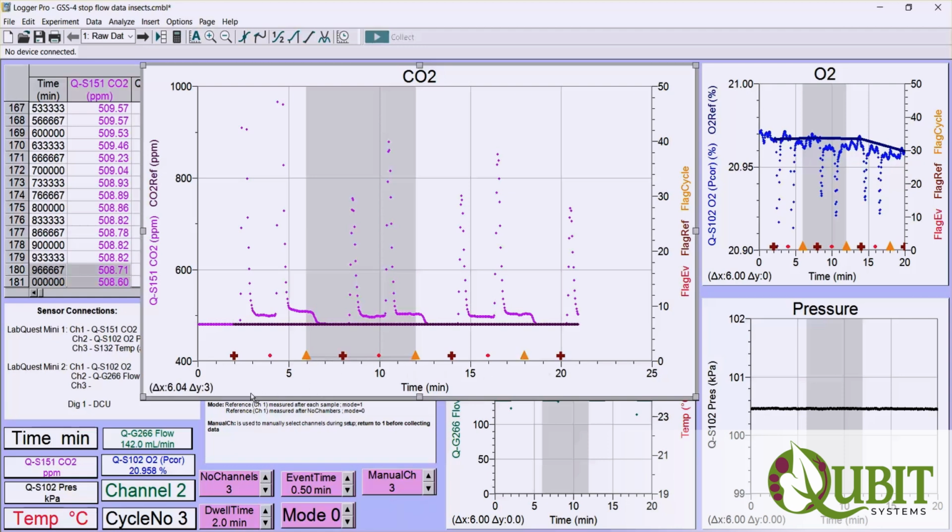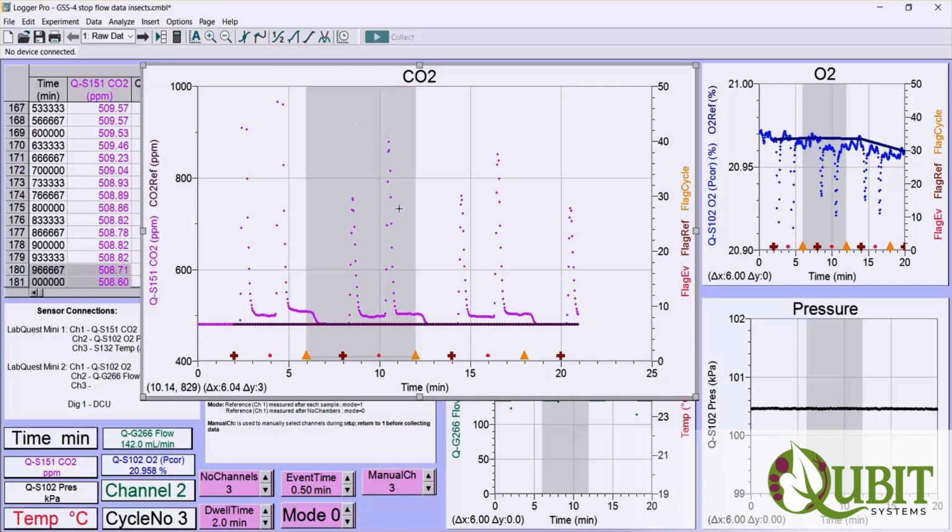As I mentioned before, it's important to collect this sort of trial data at the beginning before you start doing your experiments, to figure out the ideal flow rate through your system, the dwell time, and the mode that should be applied. When you look at your collected data, it's important that your CO2 peaks are nice and sharp, and that they do not reach 2,000 parts per million, because 2,000 parts per million is the maximum range of the CO2 analyzer. So if you have peaks that are higher than that, you will not be able to measure them.